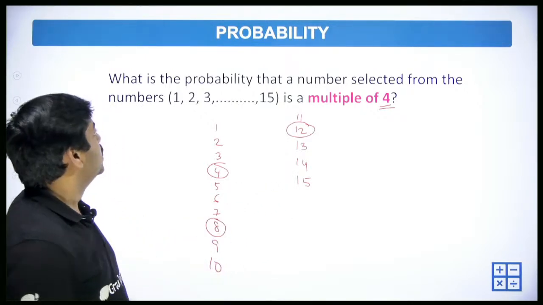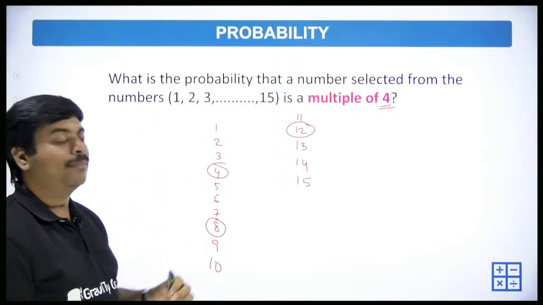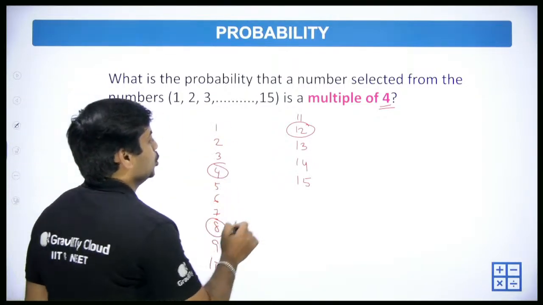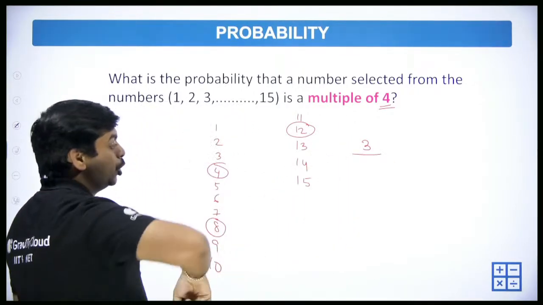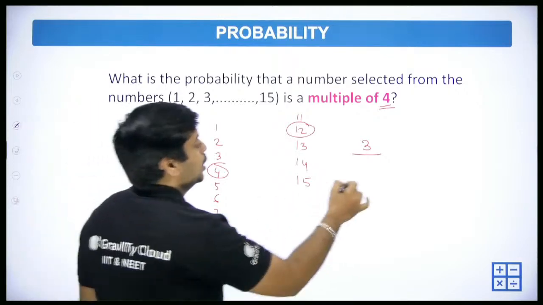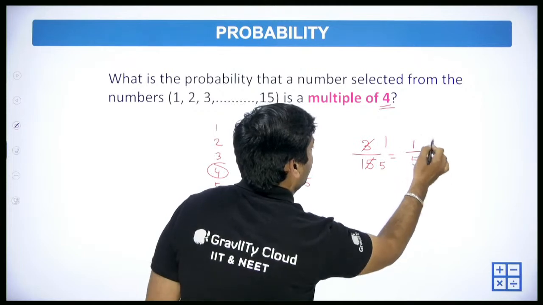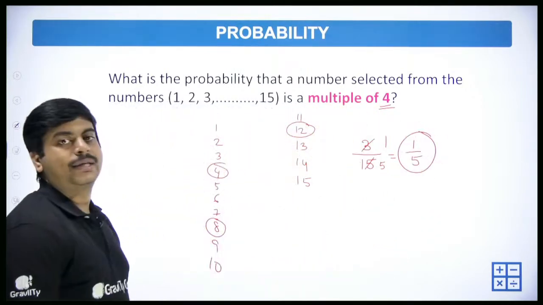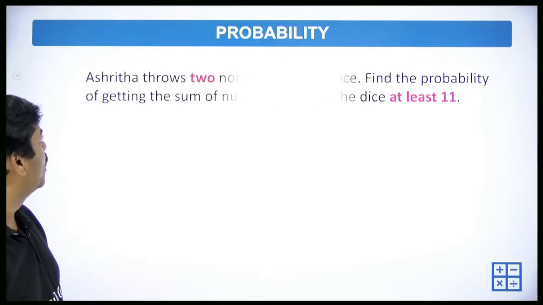No. So what is the probability that the number selected from 1, 2, 3 and so on to 15 is a multiple of 4? We have 3 numbers. So 3 by how many total numbers? 15. So 3 by 15, 3 ones and 3 fives, which is 1 by 5. 3 by 15 is 1 by 5. Right? Let's continue with one more question.